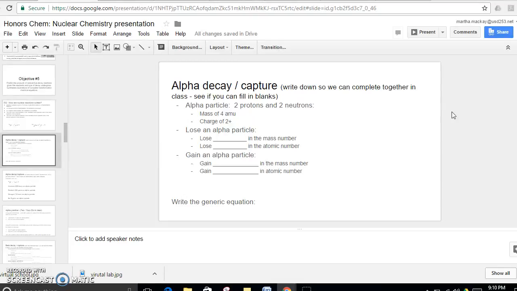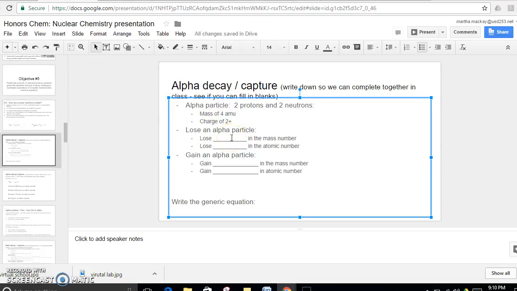So if something is going to lose an alpha particle, it's automatically going to lose 4 in its mass number, and it's going to lose 2 in its atomic number. So it is going to lose 4 on the top, lose 2 on the bottom, and it's going to become a different element because it loses those 2 protons. If something gains an alpha particle, the mass number is going to go up by 4, and the atomic number is going to increase by 2. So it's going to become a different element.